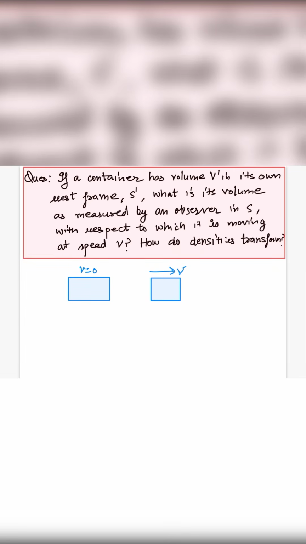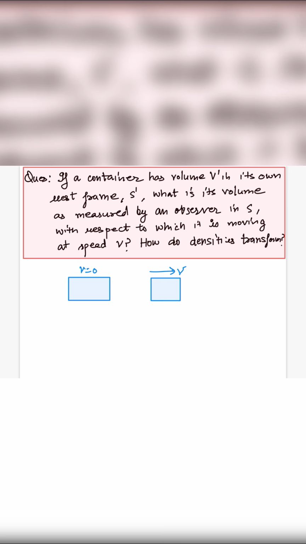Okay, so this is a question from special relativity. If a container has volume V prime in rest frame S prime, what is this volume as measured by an observer in S, with respect to which it is moving at speed V? So there is a container which has a volume V prime in its own rest frame, which means it is not moving. And what is this volume measured by an observer in S, with respect to which it is moving at speed V?